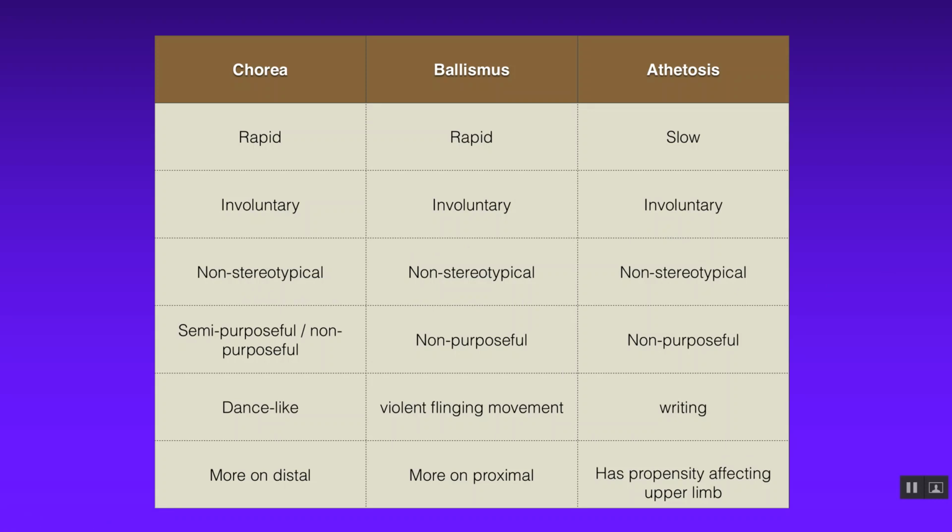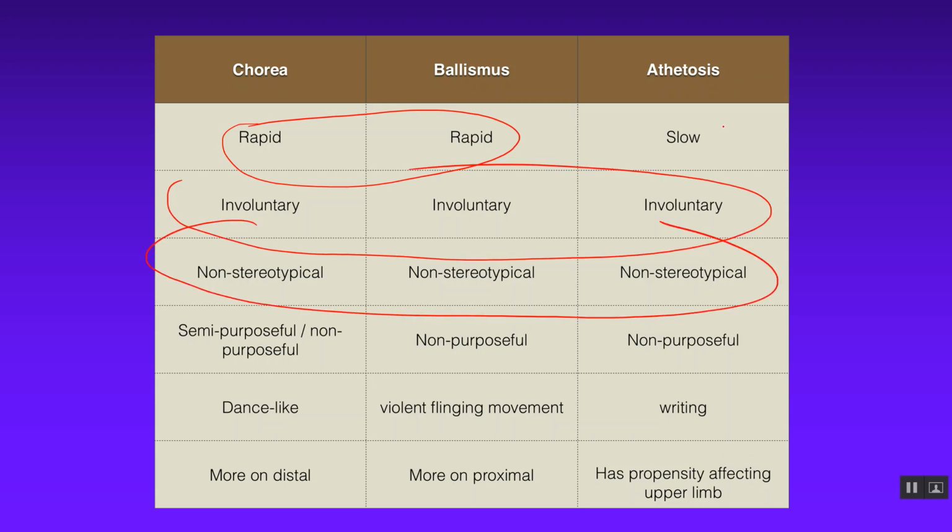A tremor will be stereotypical, which isn't on this list. A tremor is generally stereotypical. It does it the same way over and over. Where these have a lot of different unique movements that are always changing, and they're not stereotypical in nature. So right now these are all the same. The only difference so far is athetosis is more slow in nature.